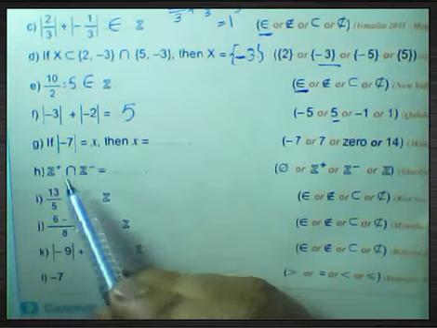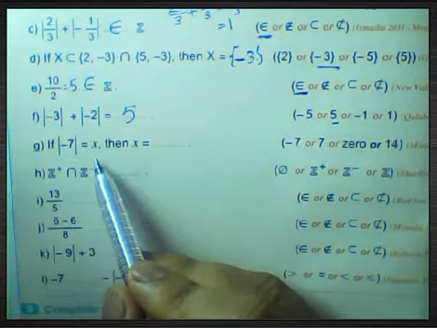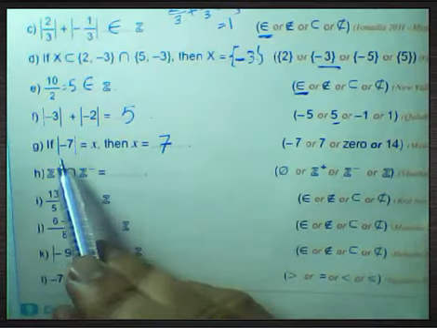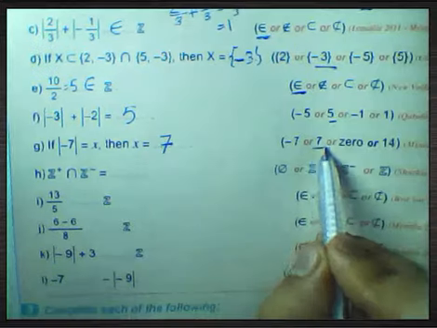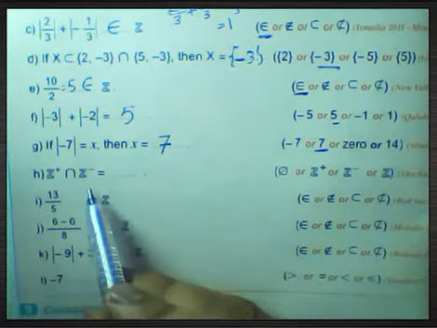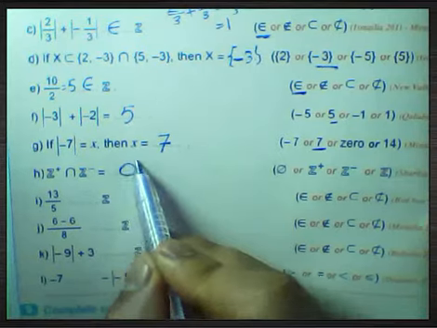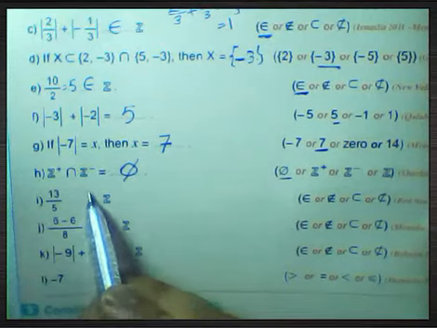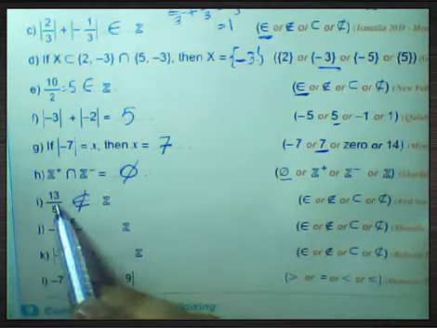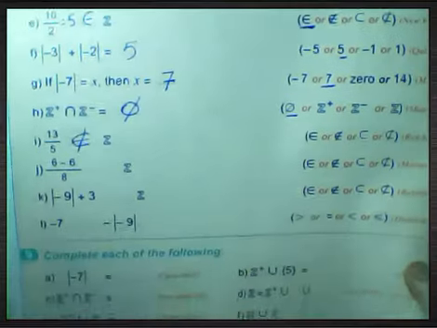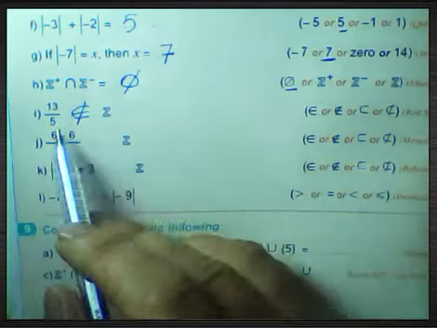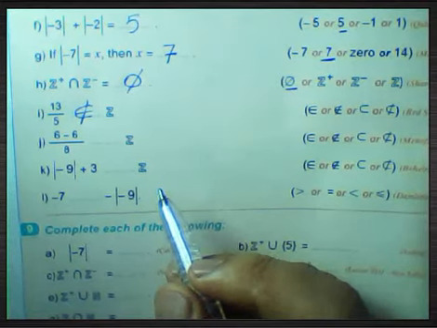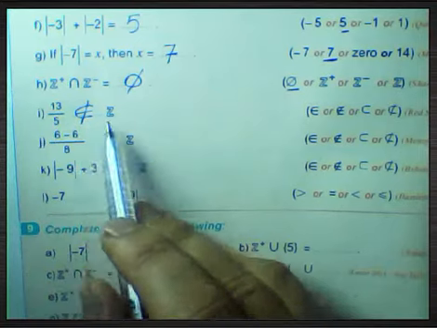If the absolute value of negative 7 equal X, then X will be 7, because the absolute value of negative 7 equals 7. Z positive intersection Z negative equal null set phi. Okay, null set. 13 over 5 not belonging to Z, because 13 cannot be divided by 5 evenly. 13 divided by 5 equal 2, we have 2 and the remainder 3. So 13 over 5 not belonging to Z.